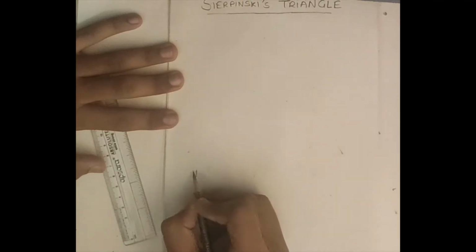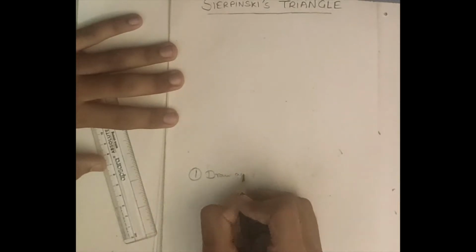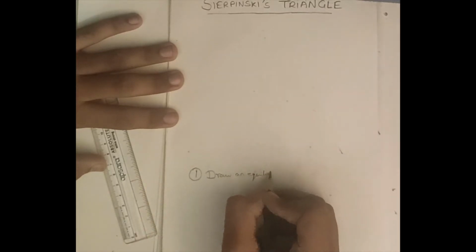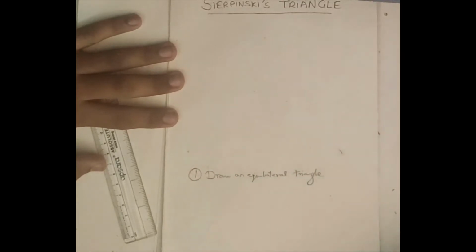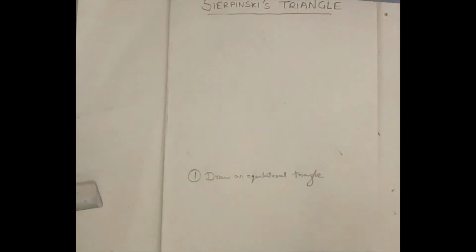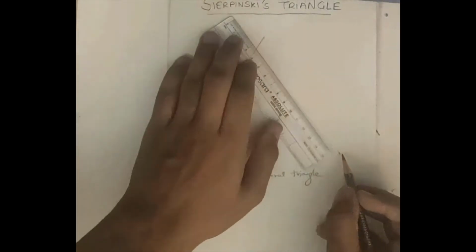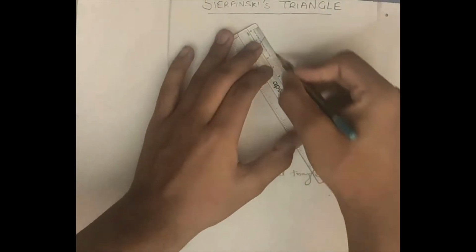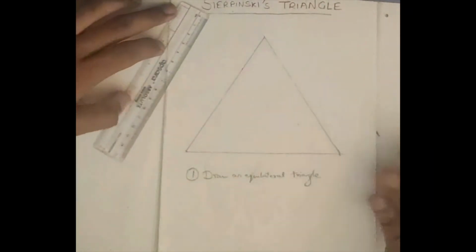Okay, fine. So first step is to draw an equilateral triangle. An equilateral triangle is basically a triangle where the three sides are equal in length. Now this might be tough if you don't have a protractor or something, but you can even do it freehand as I'm doing it right now. So you can see the three sides are roughly equal in length.